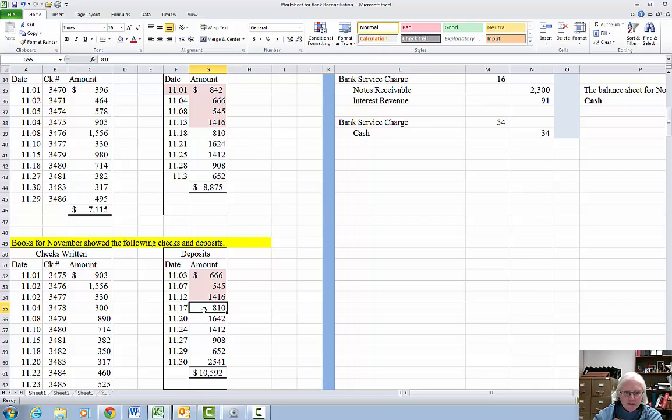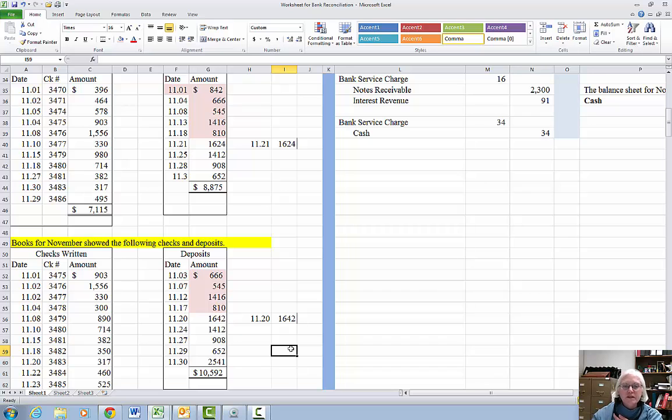Books show $8.10 on November 17th, and the 18th at the bank is the same thing. Books show on the 20th $16.42, and the bank shows $16.24. Okay, so what I'm going to do is copy it and set that aside because that is a mistake, and we're going to have to figure out who made it and how we need to deal with it. So we'll think about it in a minute.